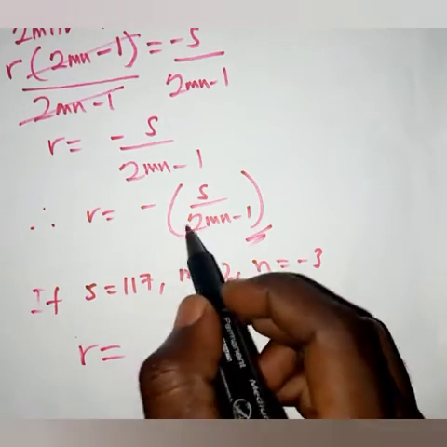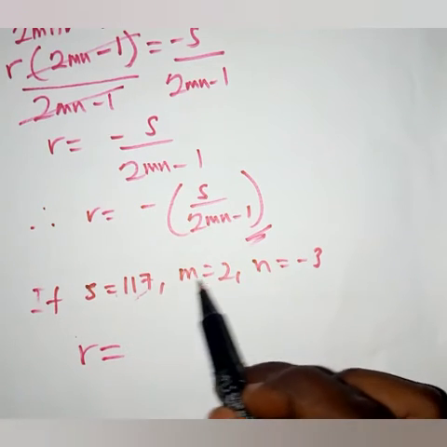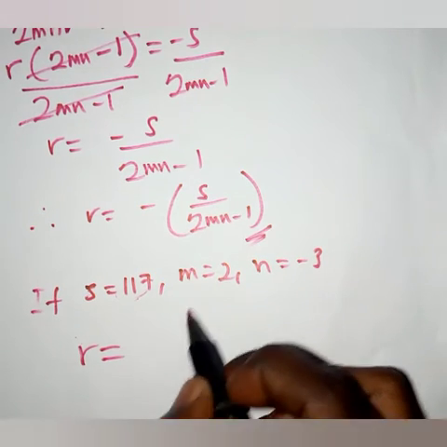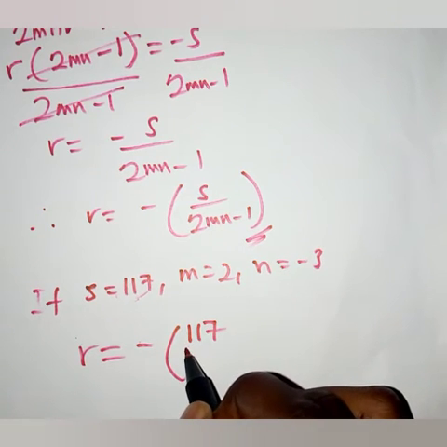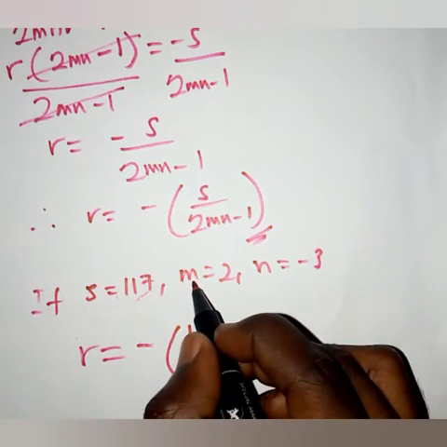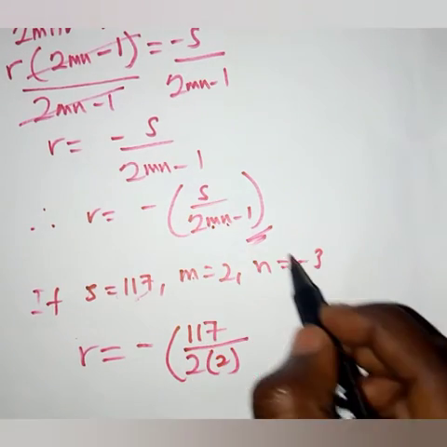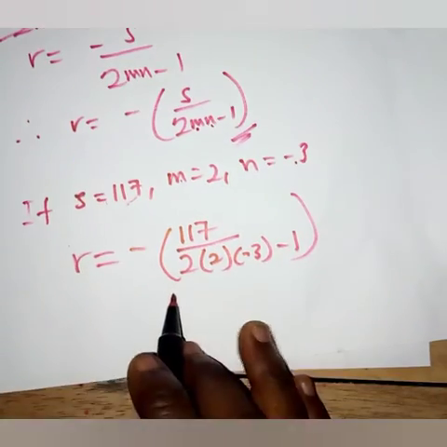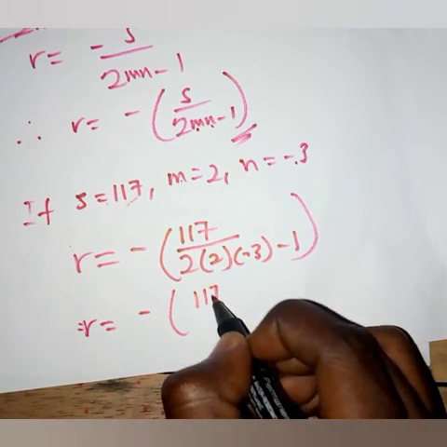So r will be equal to, wherever we see the variable x, we substitute, which is 117. m is substituted by 2 and n substituted by negative 3. So we have negative here, x here is 117 being divided by 2, m here is 2, so we have 2 here, n here is negative 3, minus 1. So we have r here being equal to negative 117.